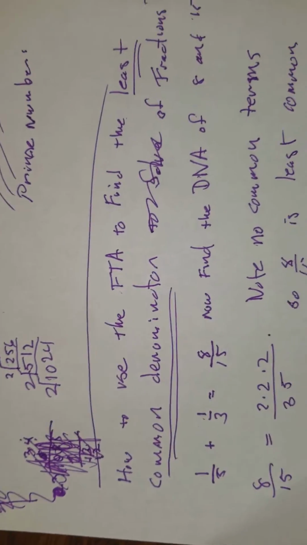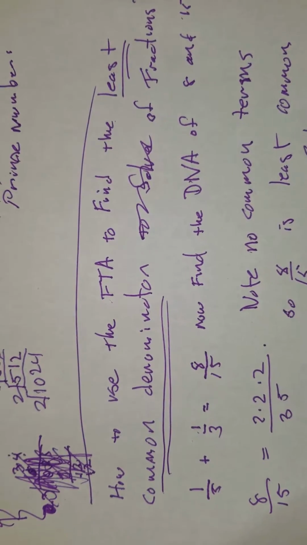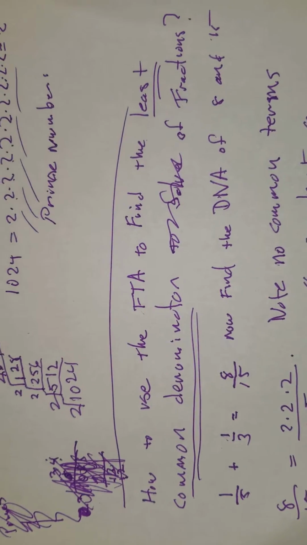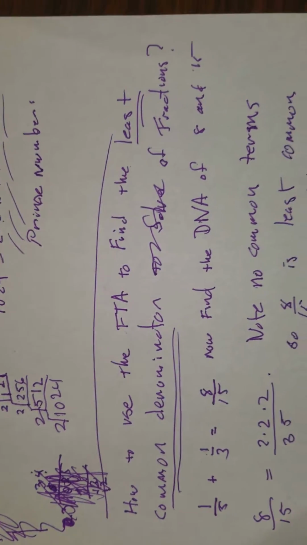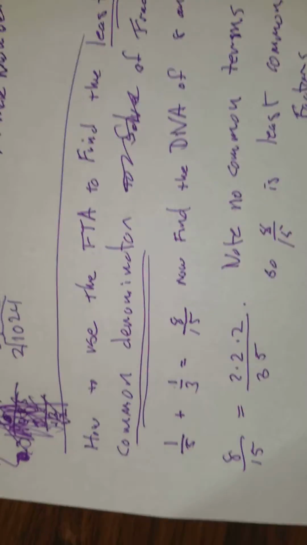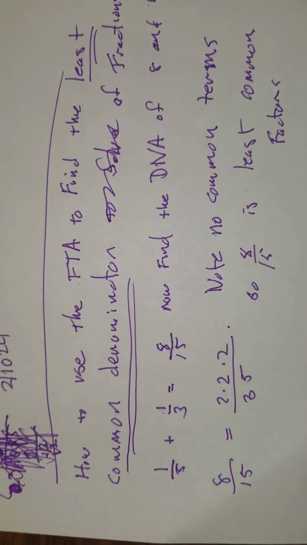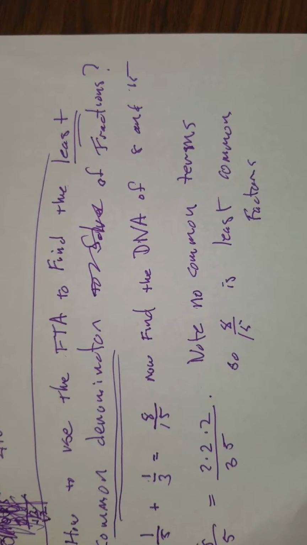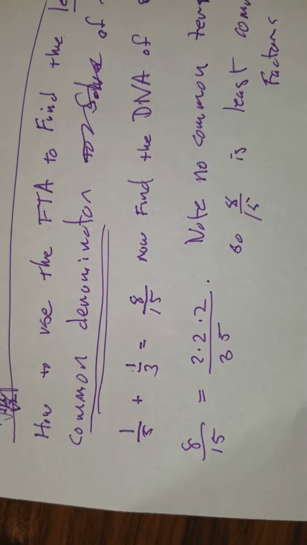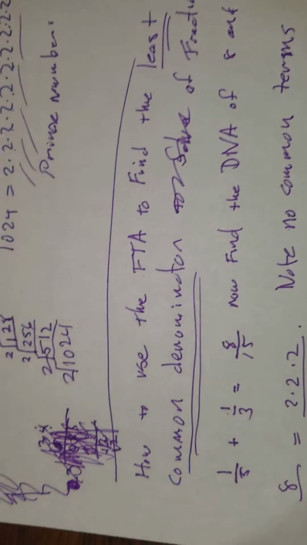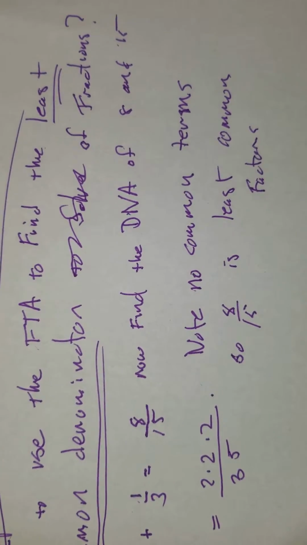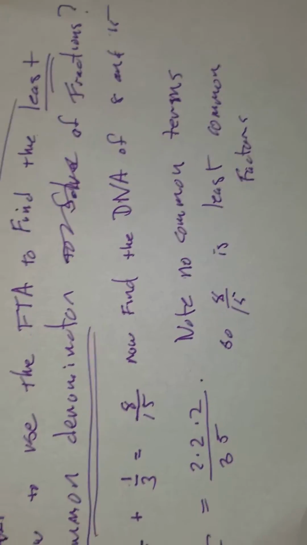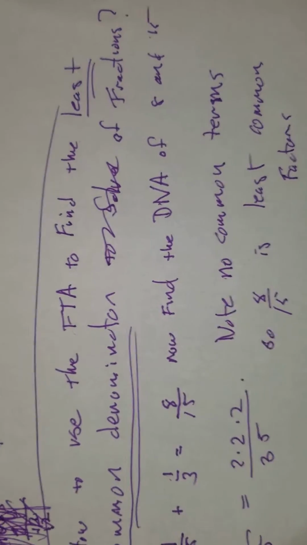So how do you use the fundamental theorem to find the least common denominator of fractions? Let's take an example: you've got 1/5 plus 1/3, that equals 8/15, see? And find the DNA of 8 and 15. So 8 can be written as 2 times 2 times 2. And since there are no common factors, 8/15 is in lowest terms. Or you can say it's as simplified as it can get.